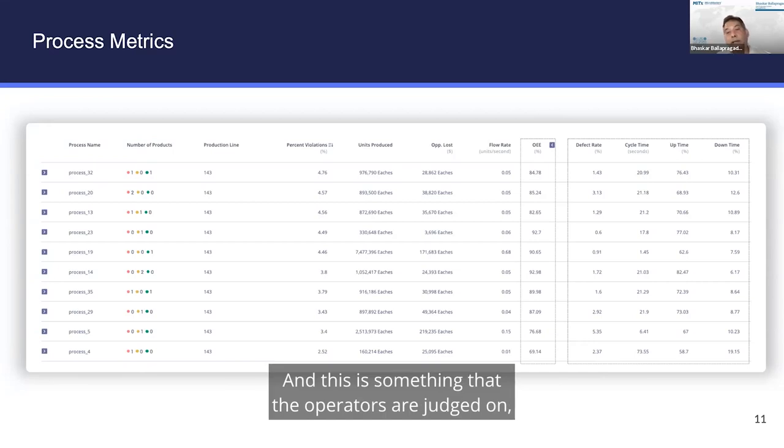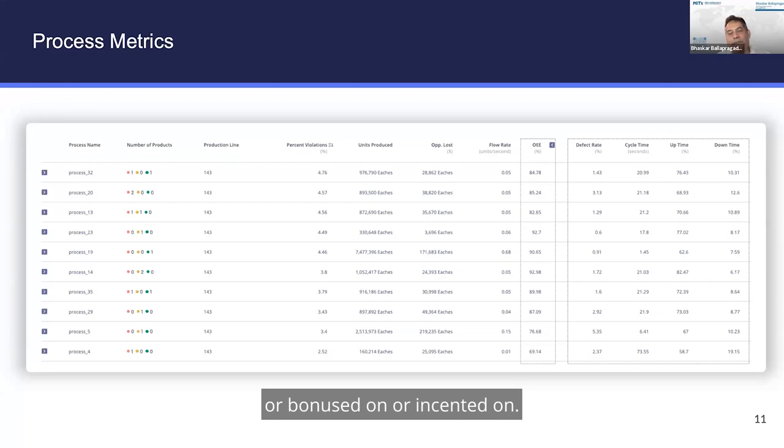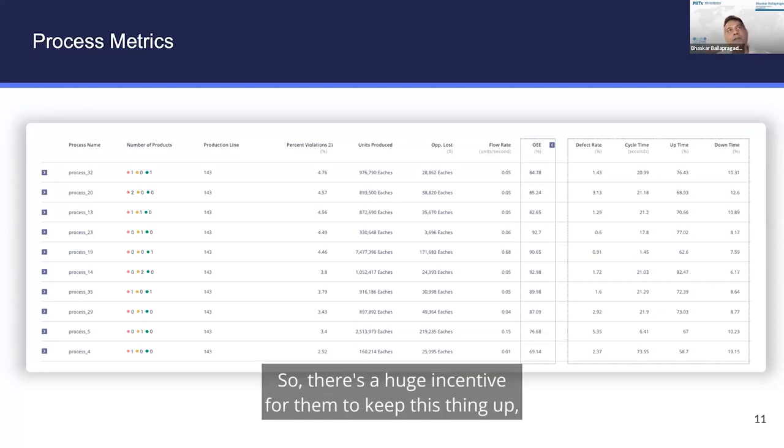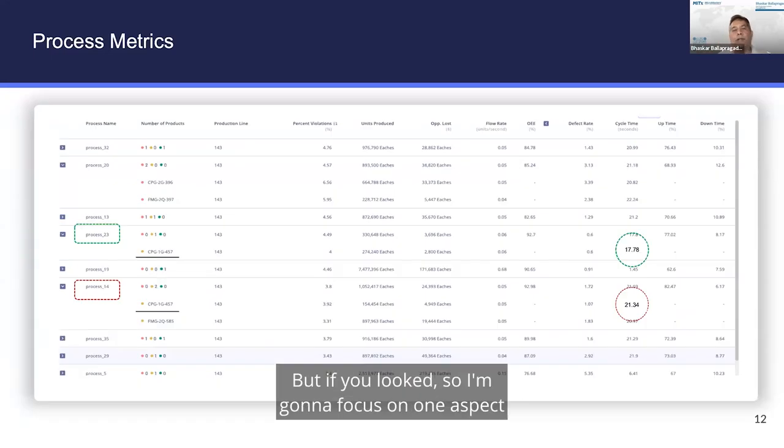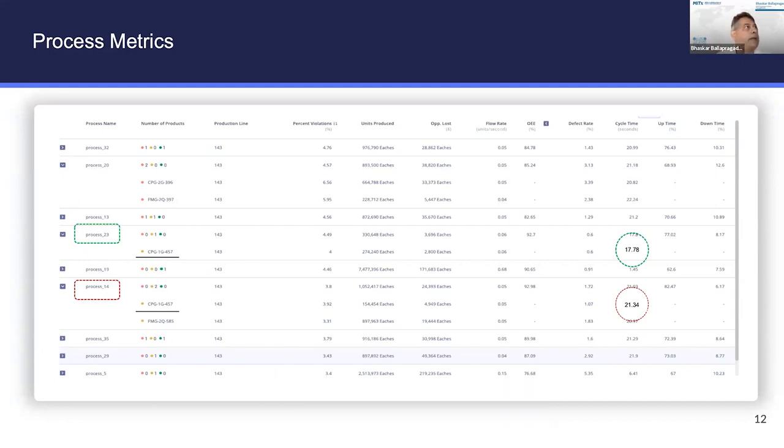And this is something that the operators are judged on, or bonused on, or incented on, right? So there's a huge incentive for them to keep this thing up and moving. But I'm going to focus on one aspect of it, because that's the one that we ended up using, and I'll go through the rationale behind it.